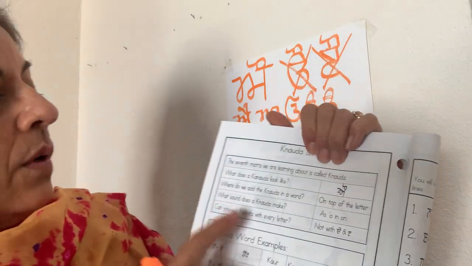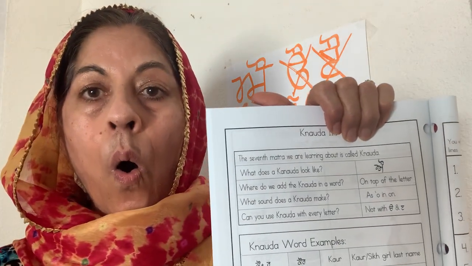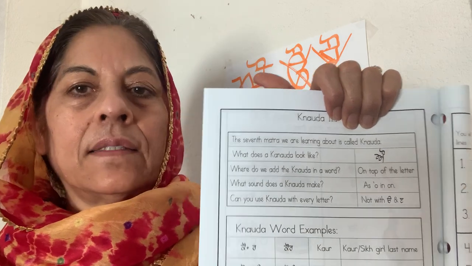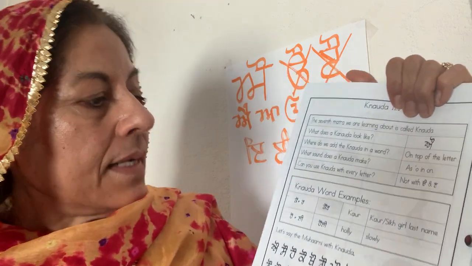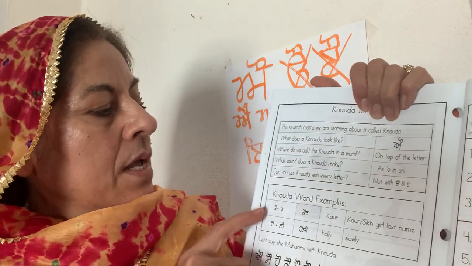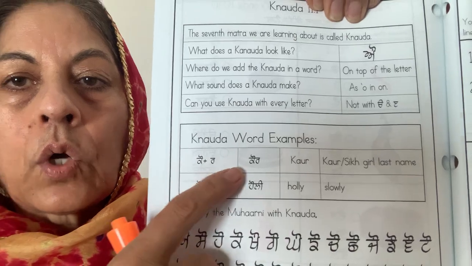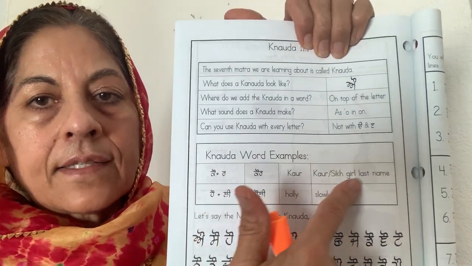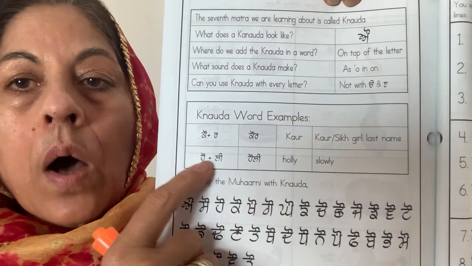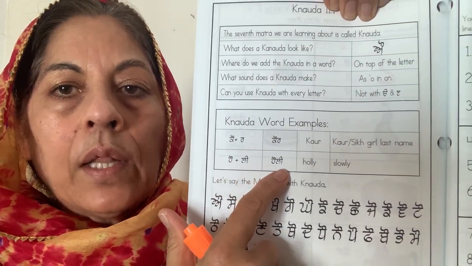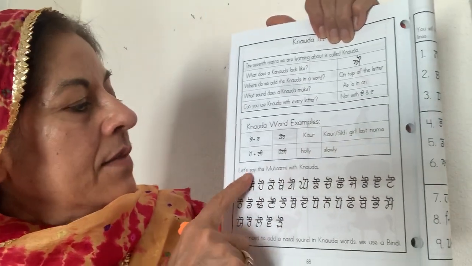Okay, so what sound does Kanauda make? Like oh, like that. On, off, hot, right? Those are awesome. So an example is k, o, r. Kaur. Kaur is a last name. Kaur means princess. H, o, l, e, hole. Hole means slowly. Slowly.